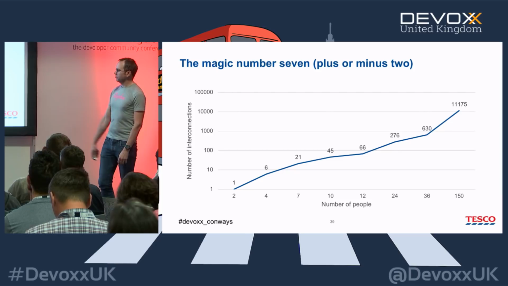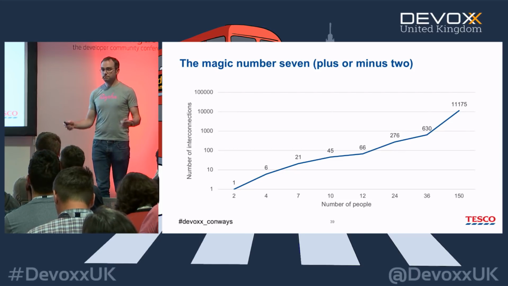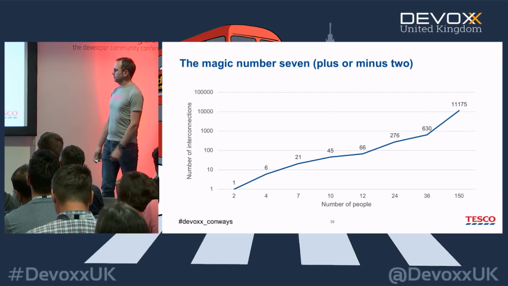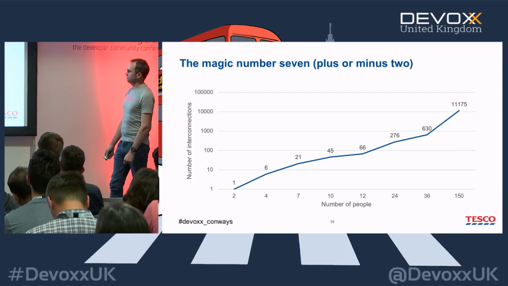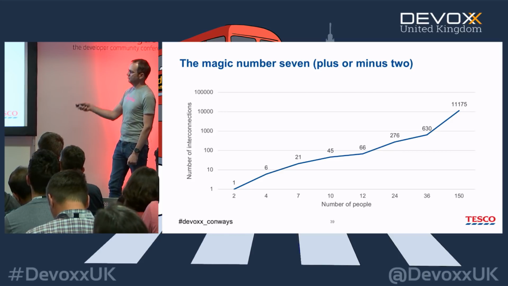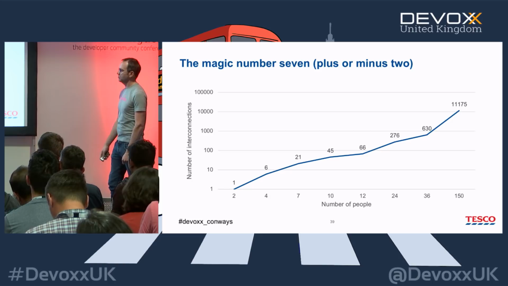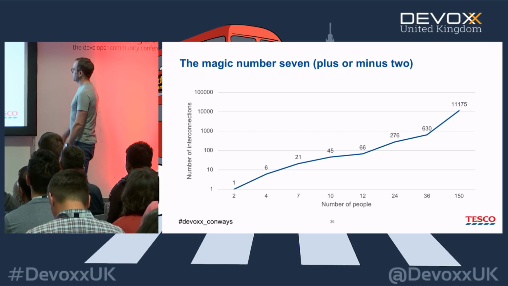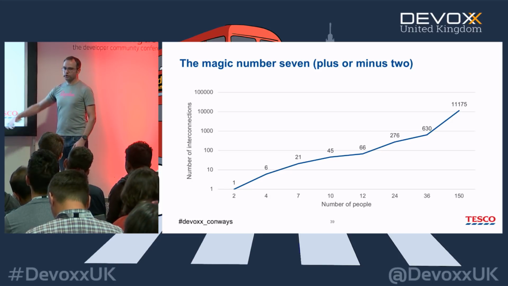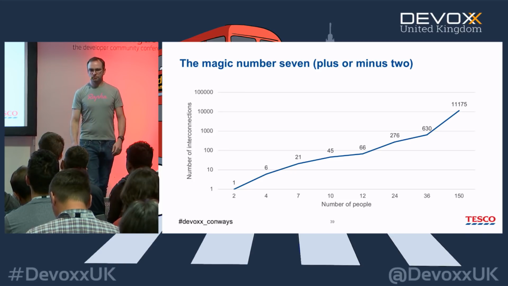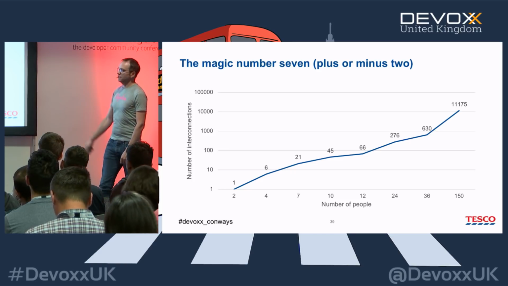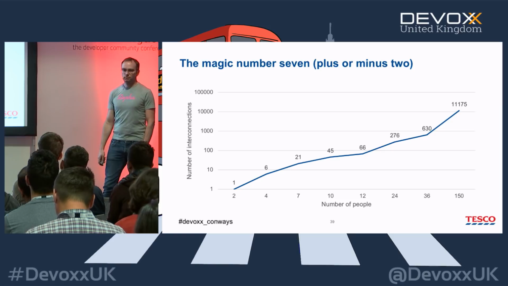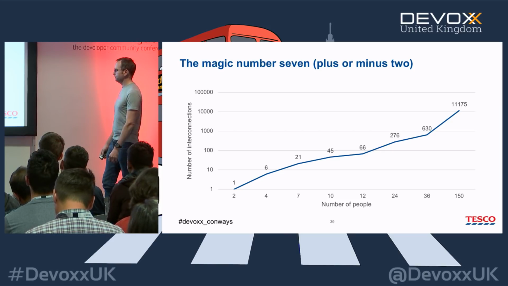So if on the bottom we have a number of people, let's say within a team, then the number of possible interconnections grows at quite a scary rate. If you haven't noticed, this y-axis is logarithmic. So we started off talking about Dunbar's number. If you have a team the size of what Dunbar's number says, there are just over 11,000 possible relationships between the people within that team.